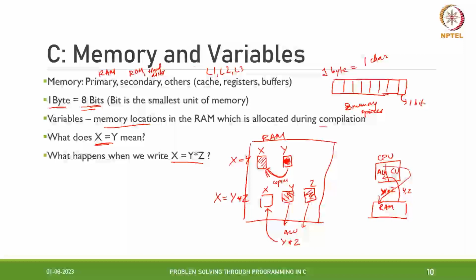Yes. And if we have to print it, then it has to flow through the CU again. Yes, it will go through the CU to the output device.